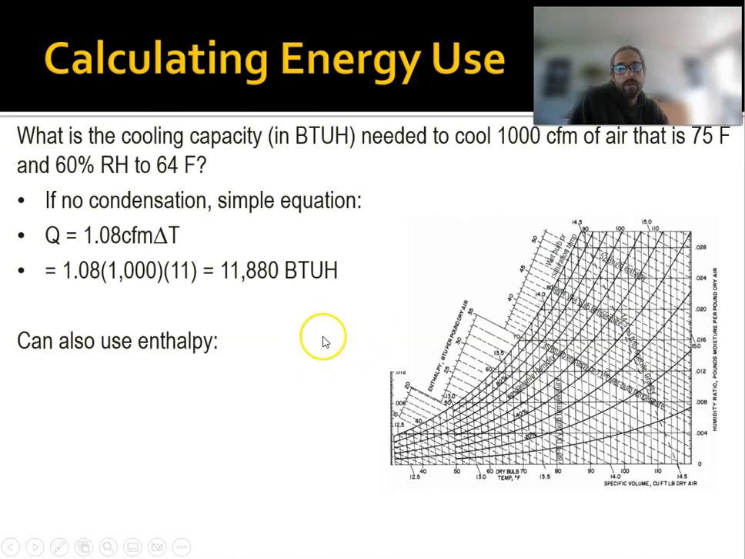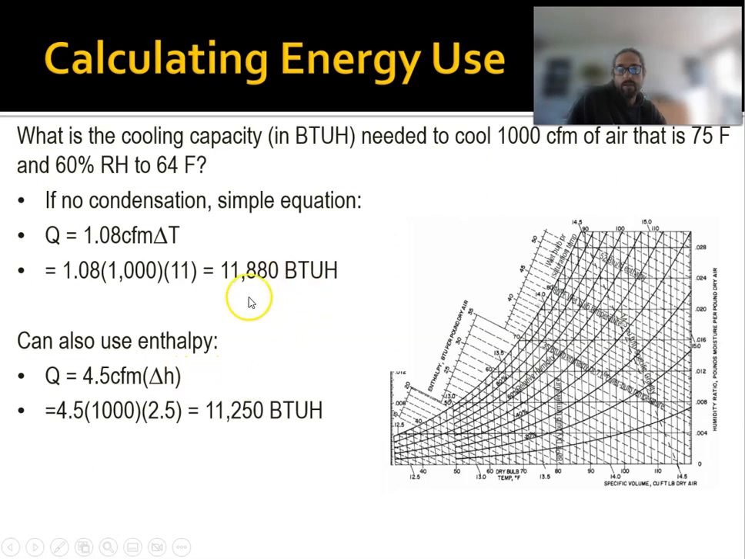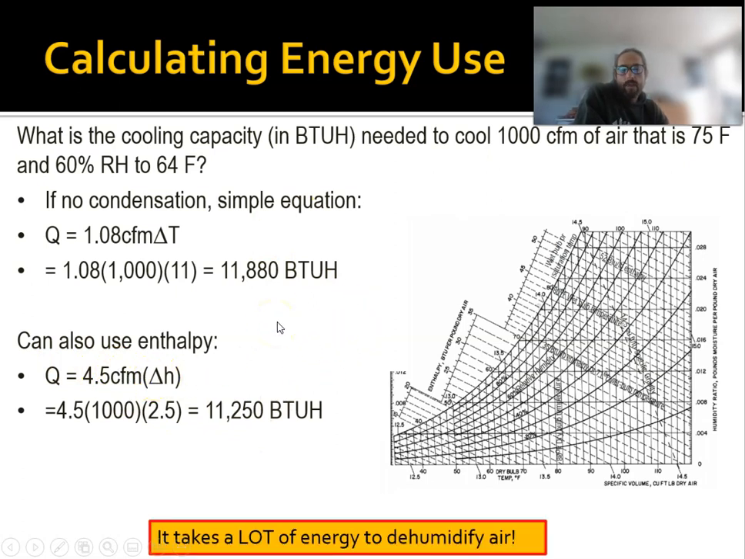So we can also use enthalpy to calculate this, and the enthalpy calculation is 4.5 times CFM times delta H, right? So this is delta T, this is delta H. Remember, H is enthalpy. So we can apply the same thing, and if we use our chart, it's going to come out to about the same number. I use the chart here, and it's difficult to get exact numbers, but it's going to be about the same. Okay, so 4.5 times CFM times delta H. All right. So it takes a lot of energy to dehumidify air, and we'll go over that in a minute.